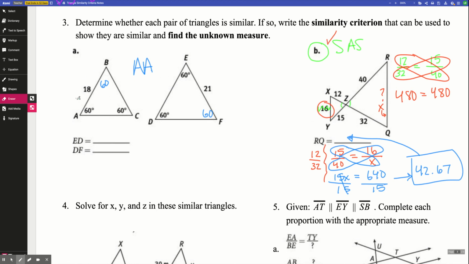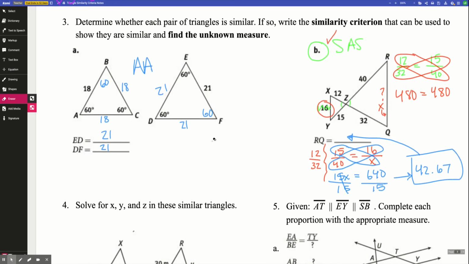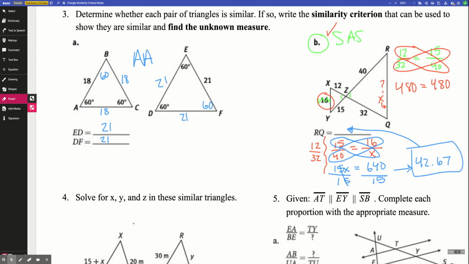each triangle. So if AB is 18, that means BC and AC are also 18. If EF is 21, that means DE is also 21 and DF is 21. So that's what this one was asking you for. So that's why I wanted to do part B first, because it kind of walks you through a little bit more of how to actually solve for a variable using cross multiplication.